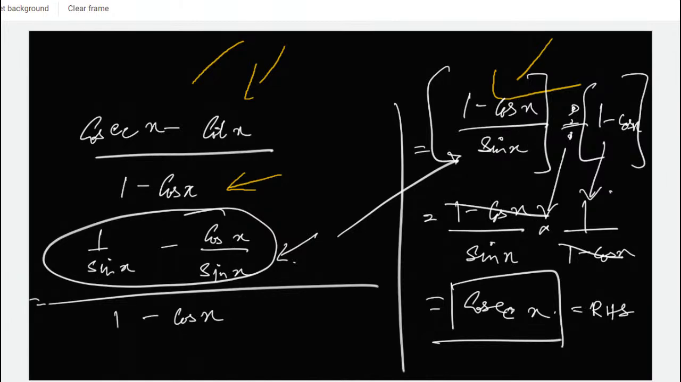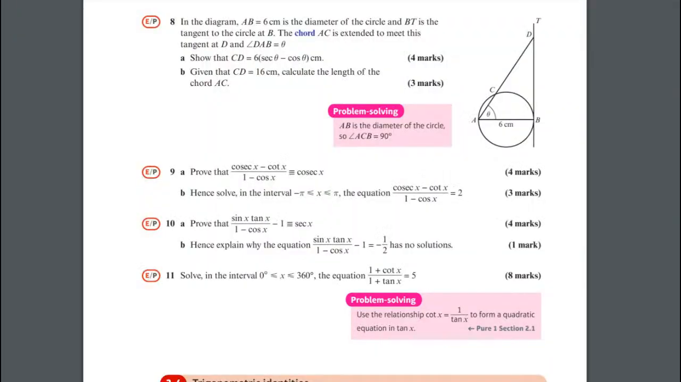No, it's actually wrong. And then you have got this thing is equal to 2, in between minus pi.